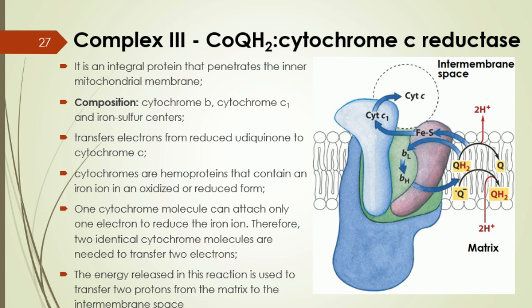Cytochromes are conjugated proteins, hemoproteins that contain an iron ion in an oxidized form. One cytochrome molecule can attach only 1 electron to reduce the iron ion. Therefore, 2 identical cytochrome molecules are needed to transfer 2 electrons. The energy released in this reaction is used to transfer 2 protons from the matrix to the intermembrane space.